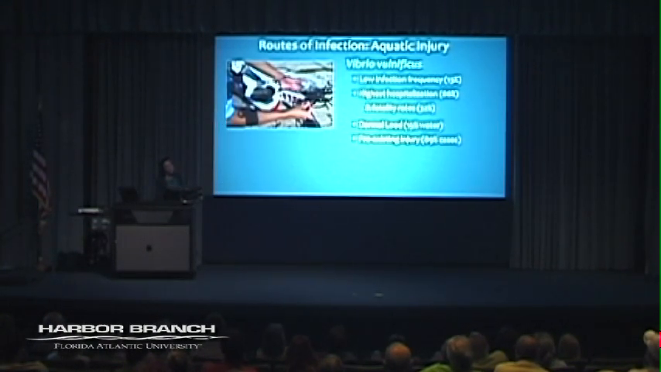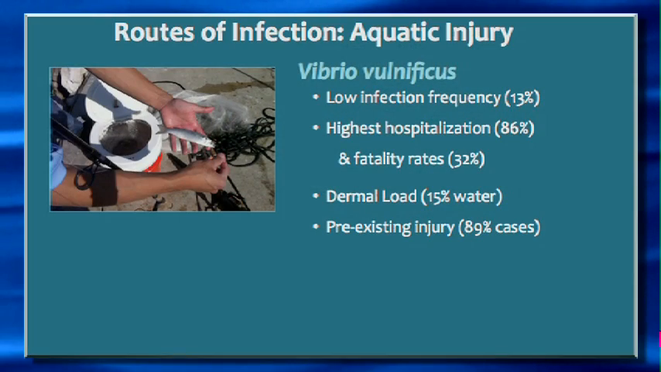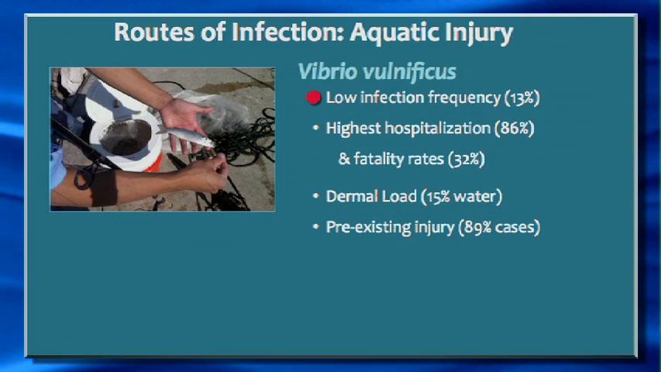So the other way that people are infected is through injury, and this is usually a result of Vibrio vulnificus, which is, again, if you heard in the media, the flesh-eating bacteria that they were talking about last summer. These guys typically have a low infection frequency, only about 13% of all Vibrio cases. However, they're pretty severe. They have the highest hospitalization and fatality rates.